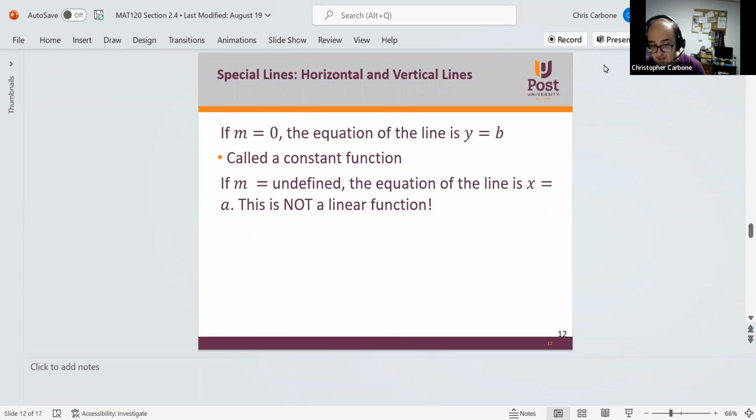If the slope is 0, the equation of the line is just y is equal to b, a constant function. If the slope is undefined, the equation of the line is x is equal to a, which is not a linear function.